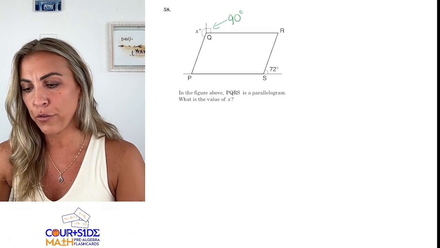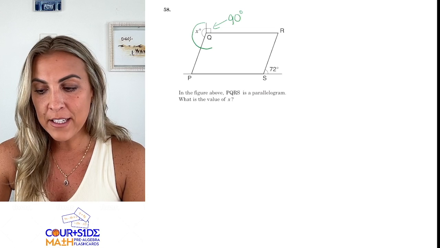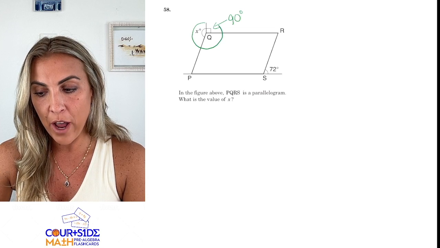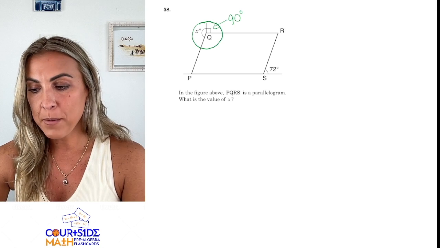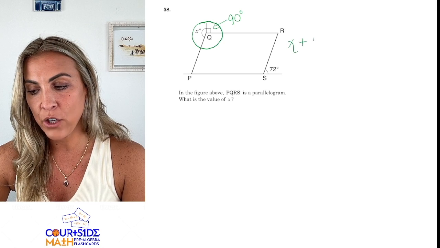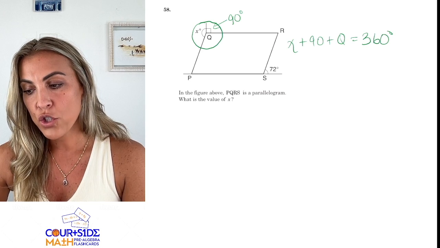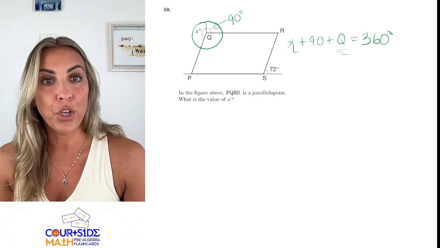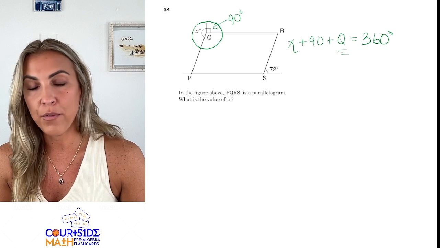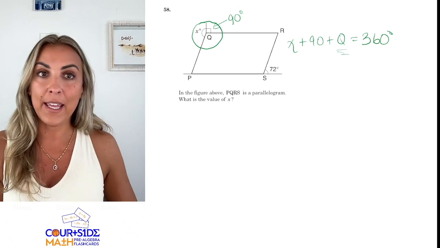Then as I keep looking at the figure, I notice that this angle x that they're looking for, added to this angle Q that's inside the parallelogram, added to that angle 90, altogether make a circle. And that helps me come up with a little equation because I know that every circle is 360 degrees. So now what I realize is that all I really need to find out is what angle Q is, because I already have the other two values in this equation, all right?